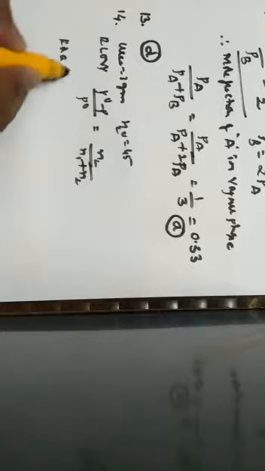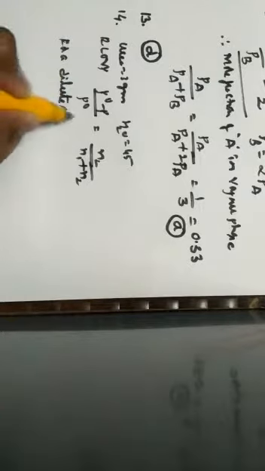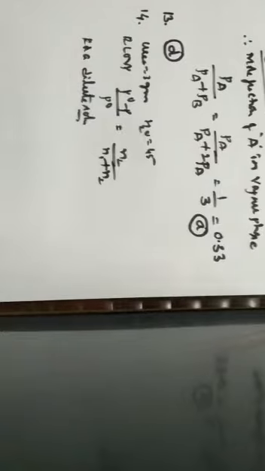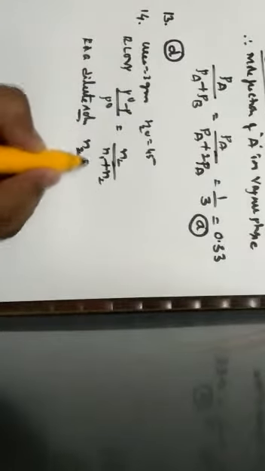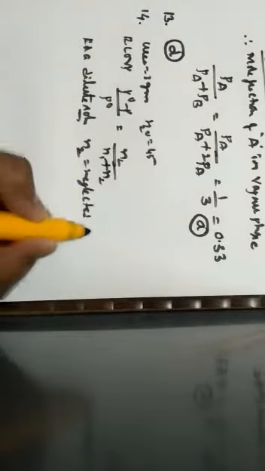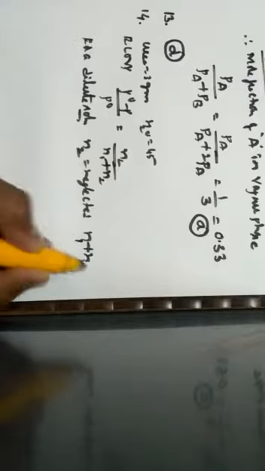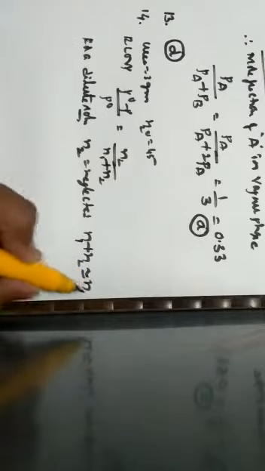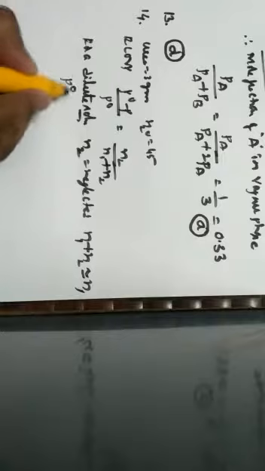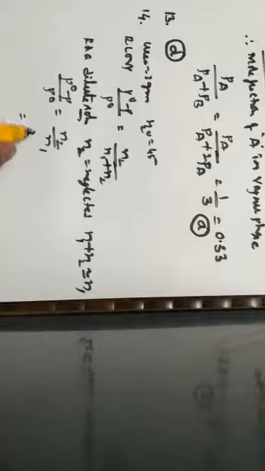So we know that for a dilute solution, the value of N2 can be neglected. Hence, N1 plus N2 is nearly same as what? N1. Hence, the above equation can be written as P naught minus P divided by P naught is equal to N2 divided by N1. So here, N2 is what? The grams of urea is 3, and 3 divided by how much? It is 60, divided by N1.